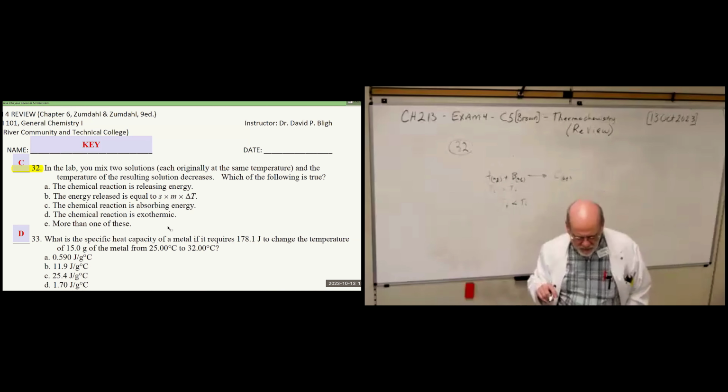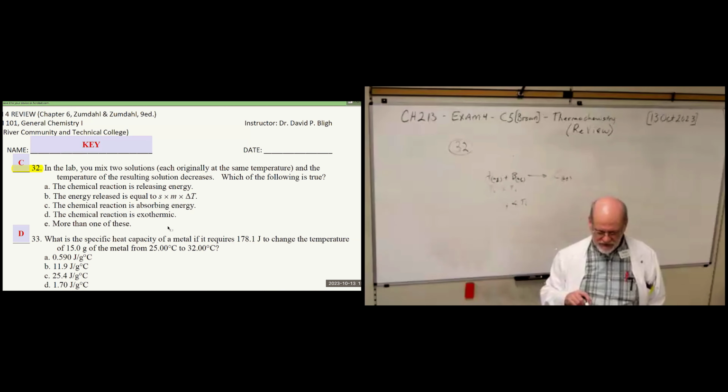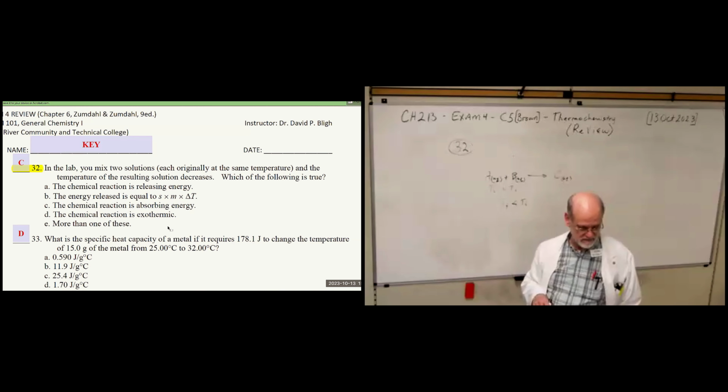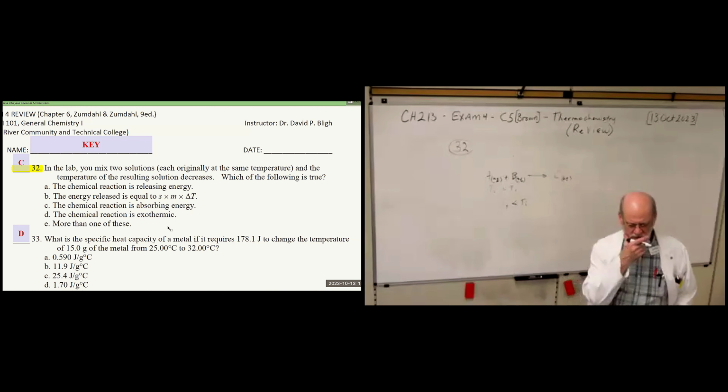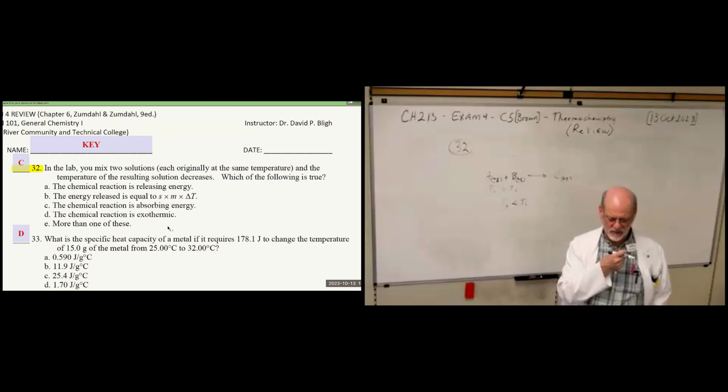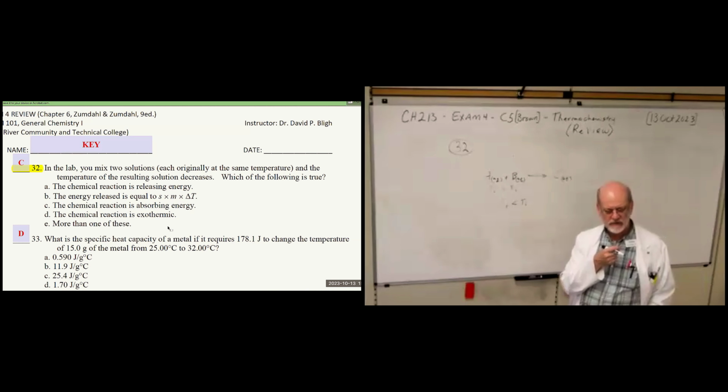Okay, so what can we say? The chemical reaction is absorbing energy, C? Yeah. A, releasing energy? No. The energy released is equal to S m delta T. Maybe it is and maybe it isn't. That's not the best answer. Would that be accurate though? Change in temperature, mass. You'd have to know the specific heats. I wouldn't bet on B. No, I think C is a better answer.